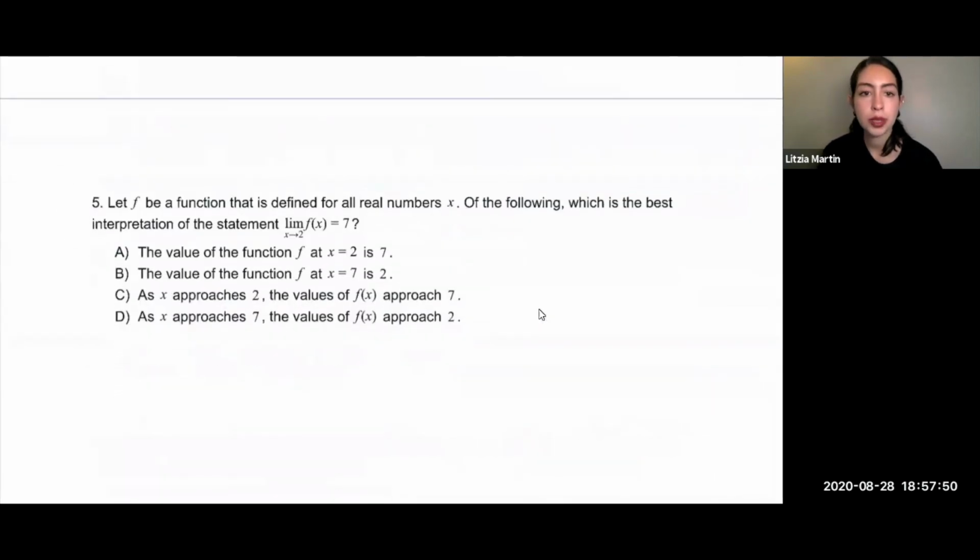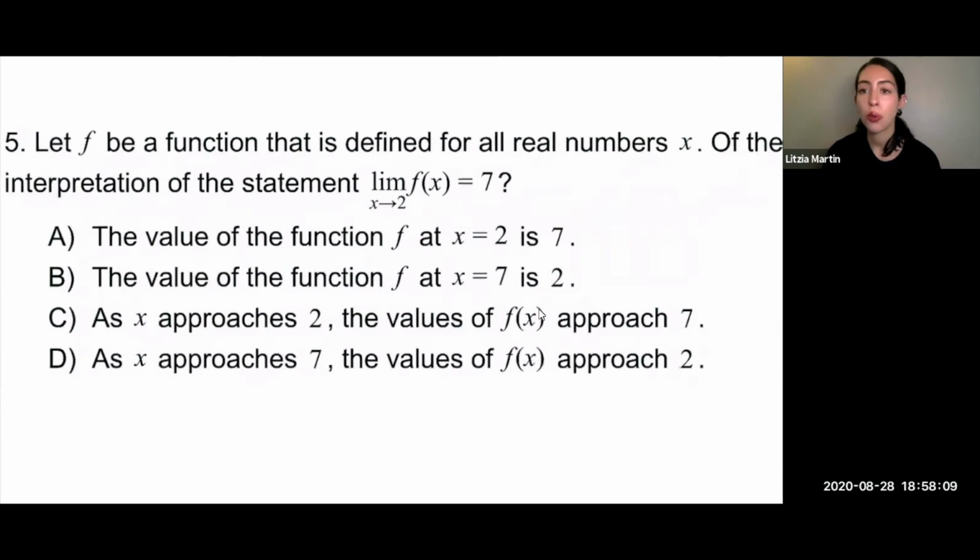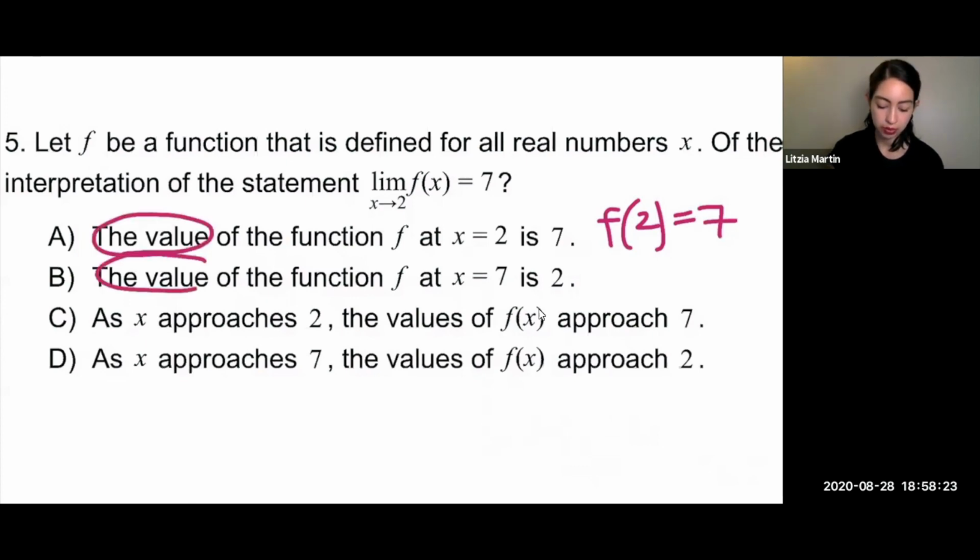Now here's our last problem. It says, let f be a function that is defined for all real numbers x. And of the following, which is the best interpretation of the statement, the limit as x approaches 2 of f of x is equal to 7? So when we're talking about limits, we're not talking about values. Values are when we actually plug in the values, right? So if it was written as f of 2 equal to 7, that would be giving us the value of the function. However, it's a limit, so neither of those will work for us.